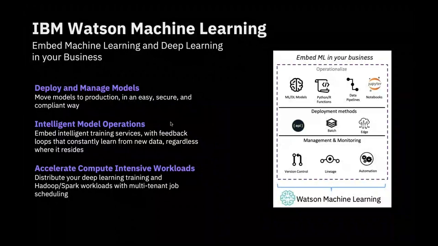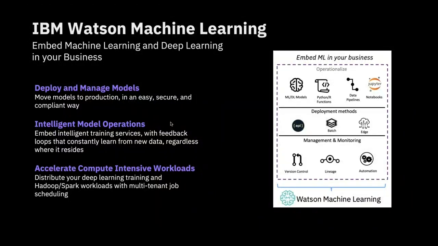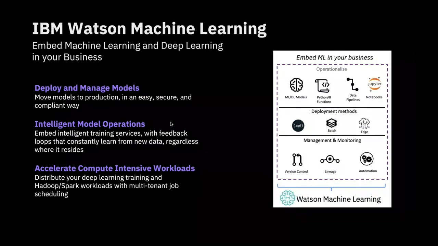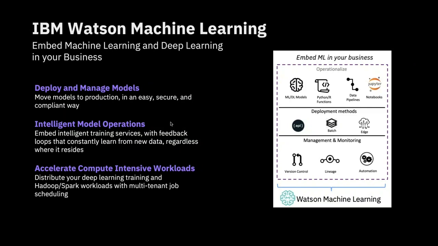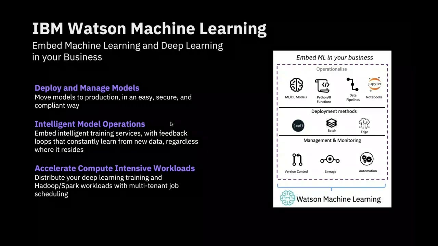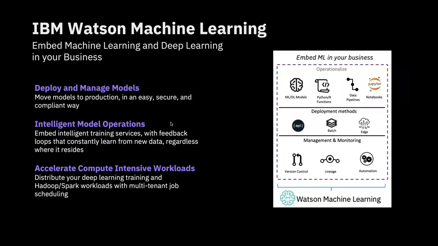So now let's look at Watson Machine Learning. With Watson Machine Learning, you can deploy and manage your models at scale. You can deploy models embedded into an application or have batch deployments for scoring in batches. Today, we are deploying models that you build in Python or even your data pipelines. Soon, we'll also support the deployment of Shiny applications, which are built using R. Watson Machine Learning also has different capabilities for model operations, for management and monitoring, like version control, lineage on your models, and automation to improve models over time.